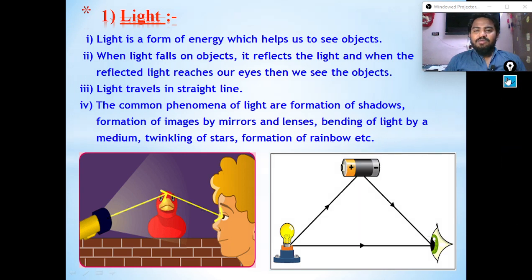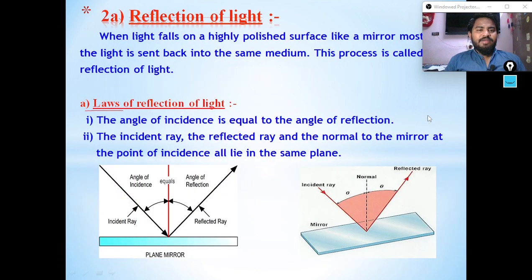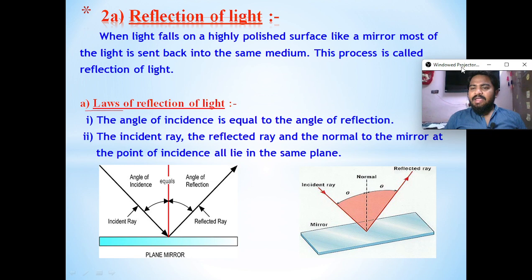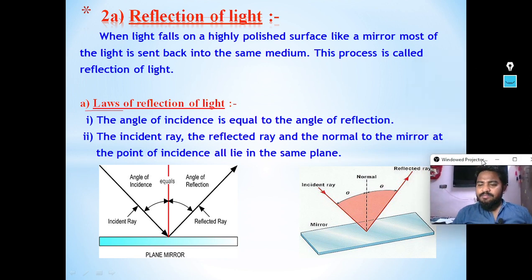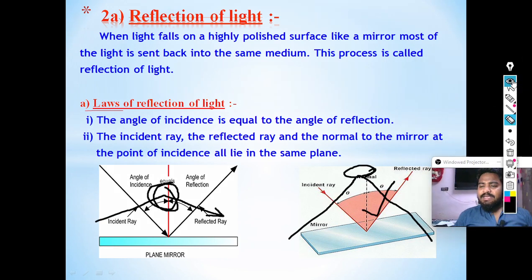Next, let us see the first phenomenon of light, which is reflection. Reflection of light: when light falls on any surface, what happens after falling on the surface?